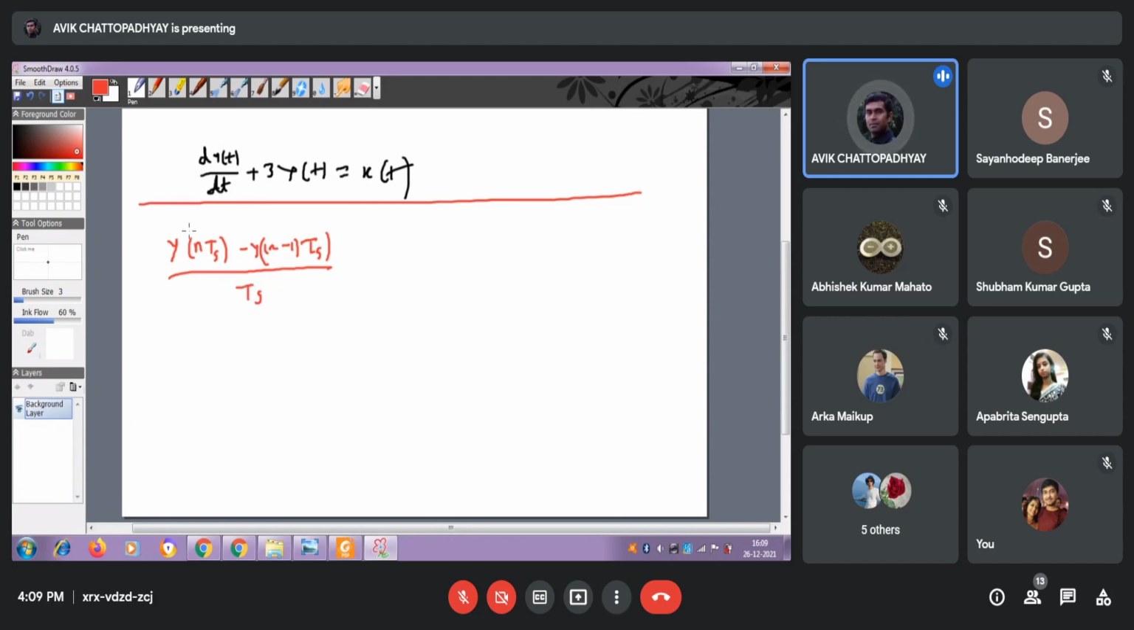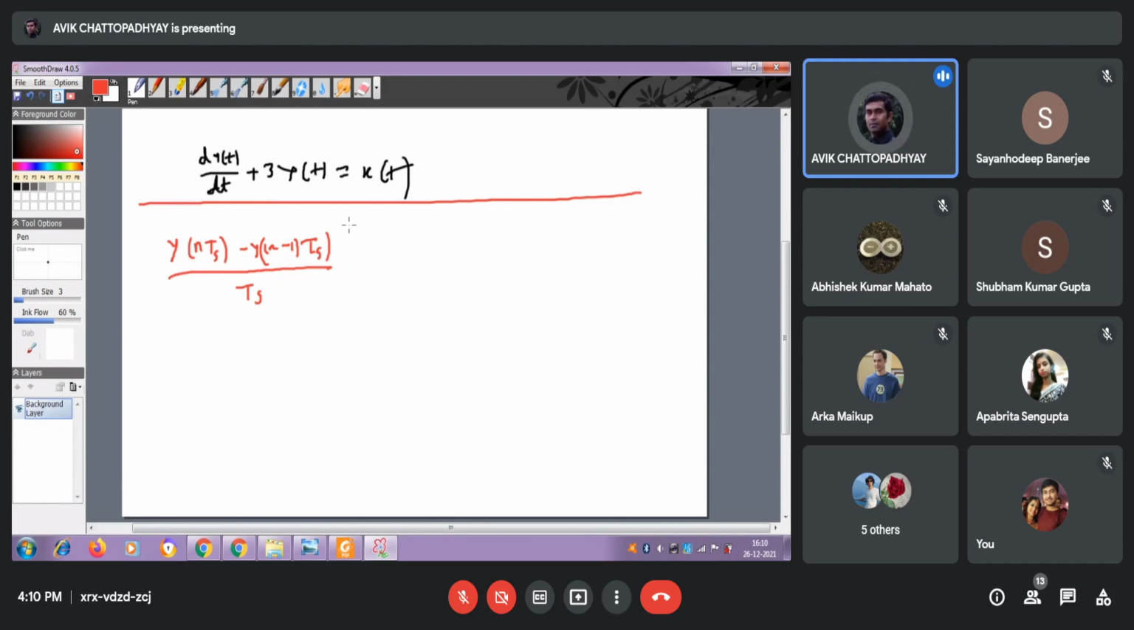So this will give you this thing in the continuous time. You know that from calculus. So this part is important. If you can replace this by this, then the rest of the things are just mathematics.